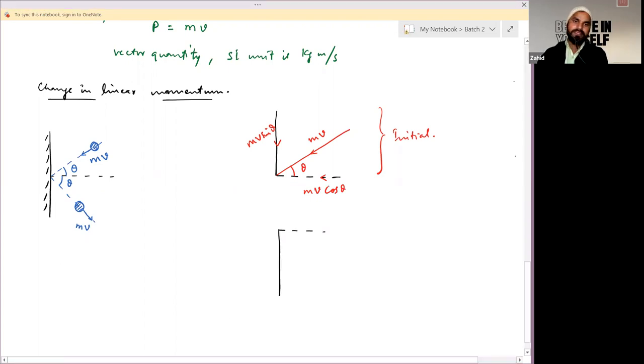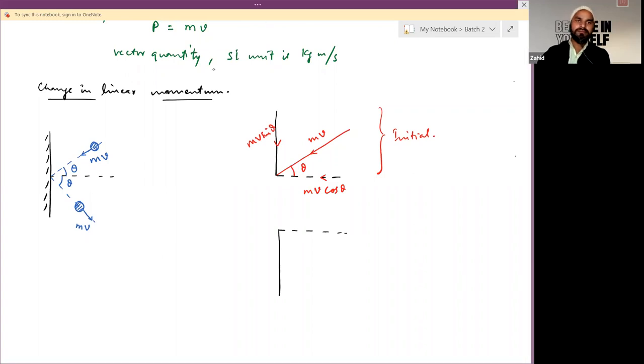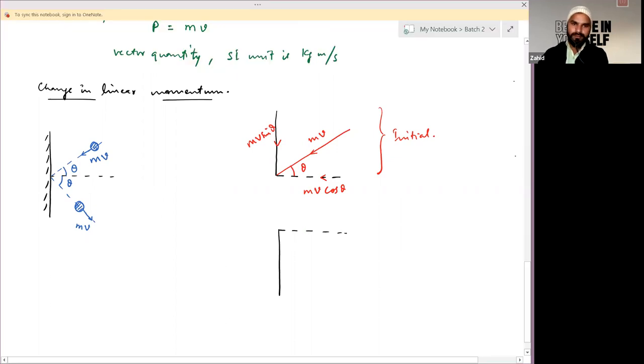On getting reflected back, it will move along this direction with momentum mv at inclination theta, due to which it will have one component along this direction as mv cos theta and the other along this direction as mv sin theta. So this will be termed as final, or after reflection.